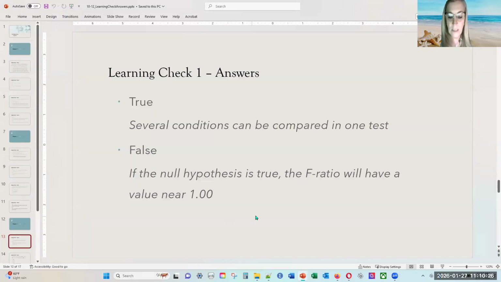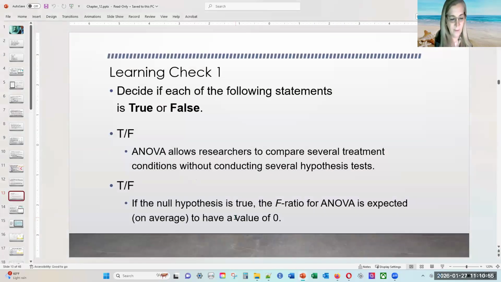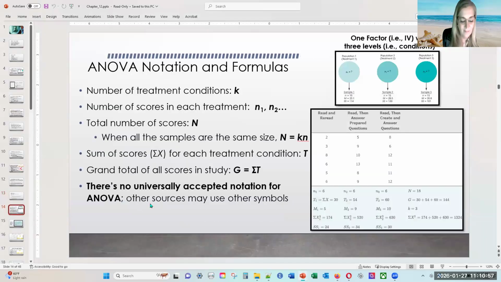And the first one is true. Several conditions can be compared in one test. So remember, we said it can compare 3 or more groups for your independent variable or your factor. The second part was false. If the null hypothesis is true, the F ratio will have a value near 1. We mentioned 0 because it means there's 0 effect, right? So that was a bit of a trick question, sort of, based on the terminology we were using.